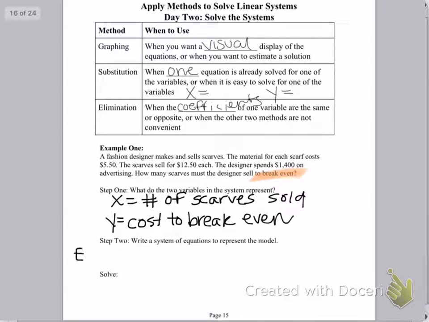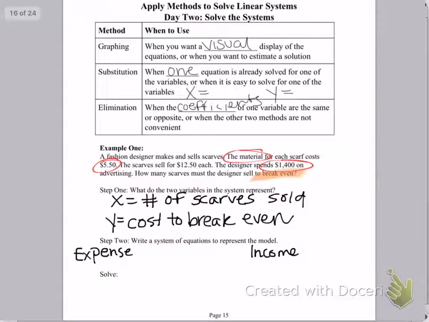So you've got an expense, and then you've got an income. So how much she decides to spend is already given to us. So we know that the material costs $5.50. And she decides to advertise for $1,400.